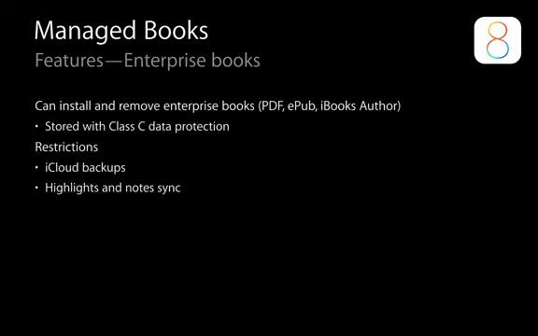Turning to enterprise books, you can, just like enterprise apps, install via MDM and remove PDFs, EPUBs, and iBooks author books. These titles are stored in a different location from iBooks Store books, with Class C data protection. There are also a number of restrictions that we're introducing in iOS 8 to, again, give institutions more confidence that the sensitive data will be protected and not escape their control. They can disable iCloud backups of these enterprise books so that they just stay on the device where they're installed, and also disable the user's highlights and notes on that title from being synced to other devices.